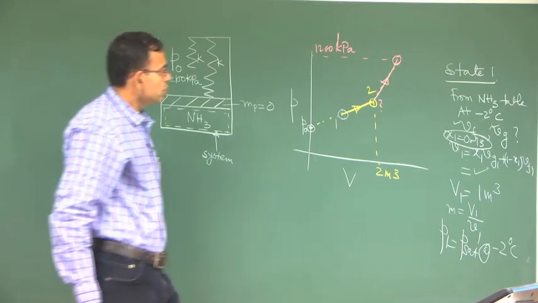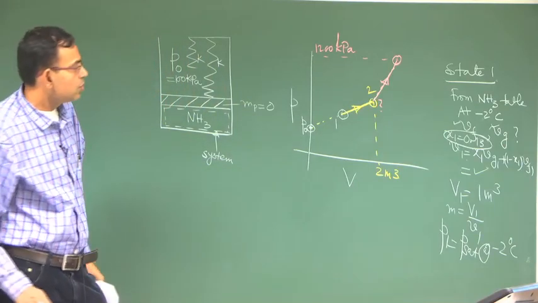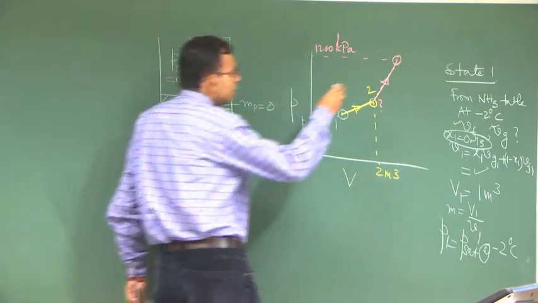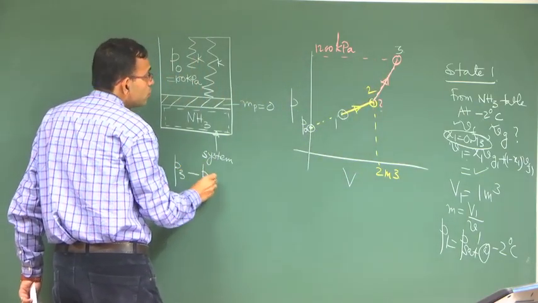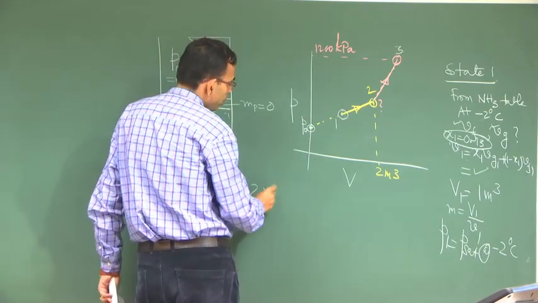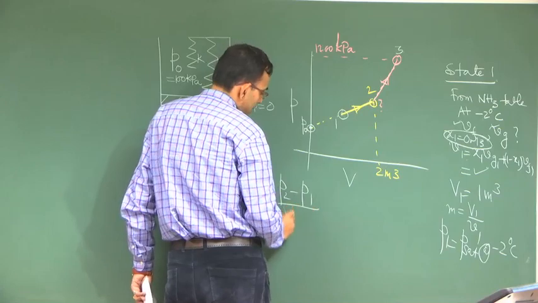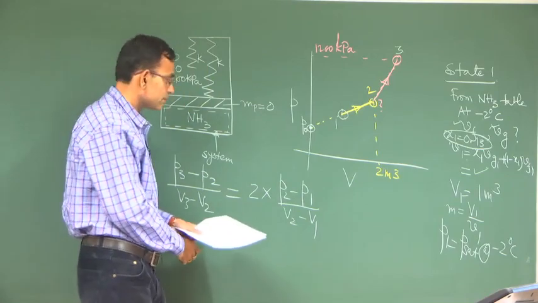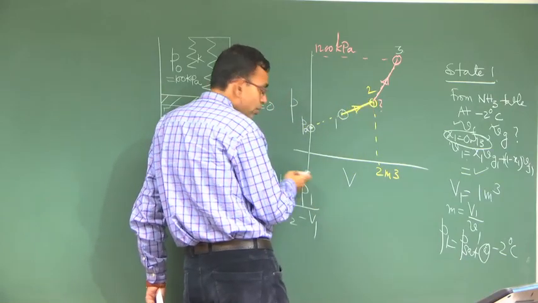Okay. So, now because both the springs have the same spring constant, we can write, this is state point 3, (P3 minus P2) by (V3 minus V2) is equal to 2 into (P2 minus P1) by (V2 minus V1), right. So, now from this hypothetical data point you can calculate this.